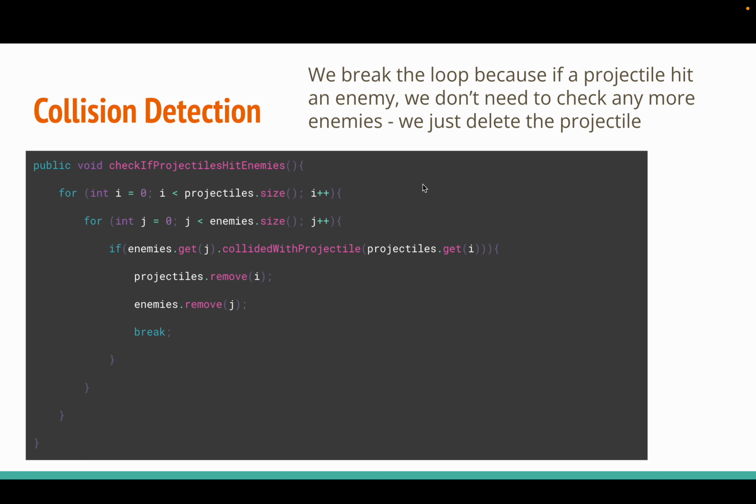So here's an example. In this case, we break the loop because if a projectile hit the enemy, we don't need to check any more enemies. All we have to do is delete the projectile. Right here, we're going to go through all of the projectiles and all of the enemies, and then check if they did collide. Then you're going to remove the projectile, remove the enemy, and then exit the for loop.